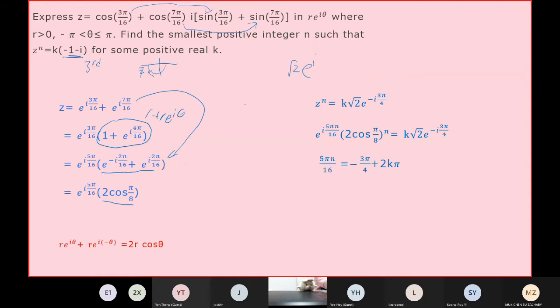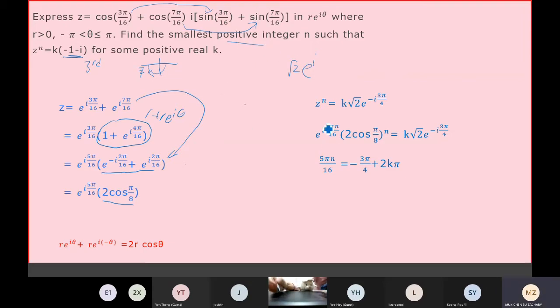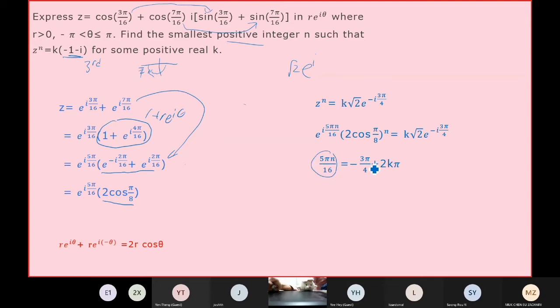5 pi n over 16 equals minus 3 pi over 4 plus 2k pi. Because again, n is a positive integer, which means this will never be negative, but we want a negative angle. So there are 2 ways to do it. Either you figure out that it's the same denominator, so I must get denominator 4. N was 16, so it must be multiples of 4. You try n equals 4, n equals 8, and then see where you land.